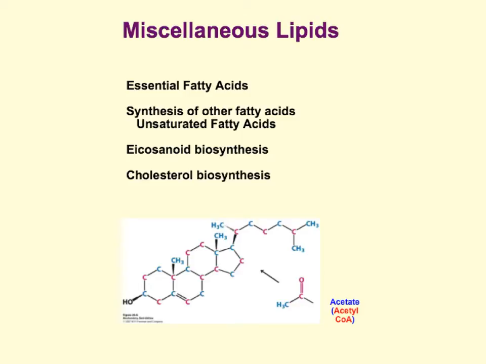Over the next couple of videos, we're going to take a look at the miscellaneous kinds of lipids. So there are essential and non-essential fatty acids. Non-essential fatty acids would be the ones that we can synthesize ourselves. Then we're going to look at some eicosanoid biosynthesis and cholesterol biosynthesis. And so we have a picture of some intermediate stages of cholesterol biosynthesis right here.